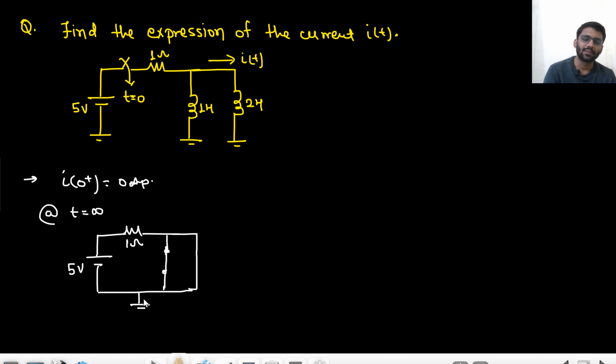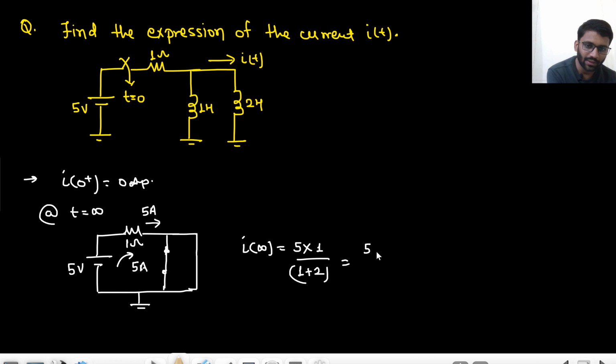So let's just assume this is ground. So what is the current here? 5 ampere. Now there is this 5 ampere current. Here we have current of 5 ampere. Now this 5 ampere current will be divided into L1 and L2. And how? In the inverse proportion. So I of infinity would be 5, that would be divided into 1 ohm, 1 Henry and 2 Henry. So in the inverse proportion, 1 upon 1 plus 2. So it would be 5 by 3 ampere, right?